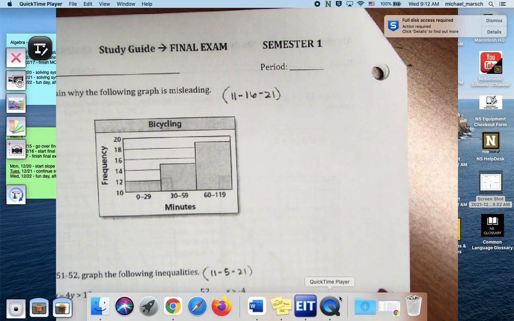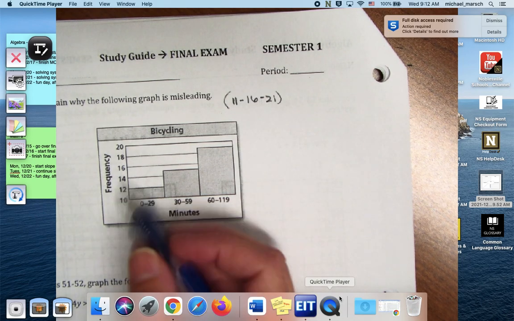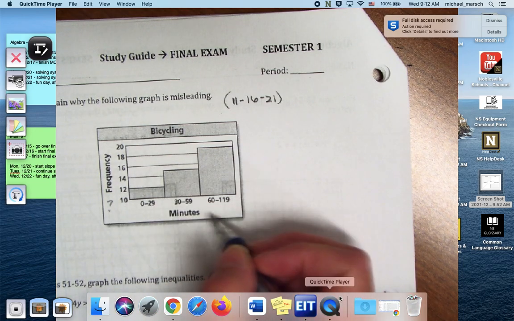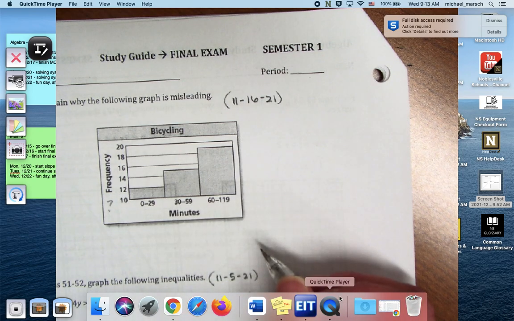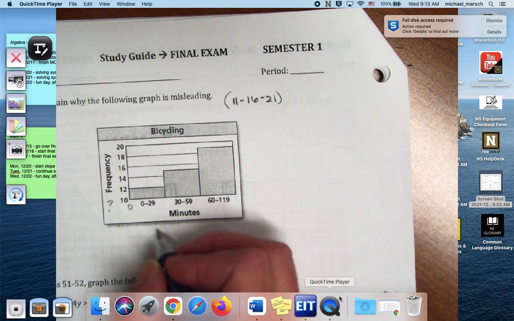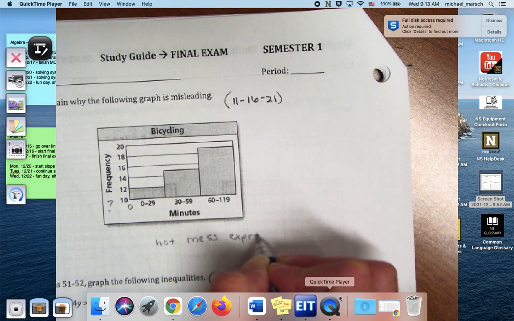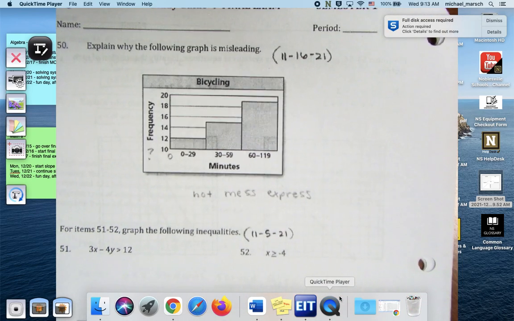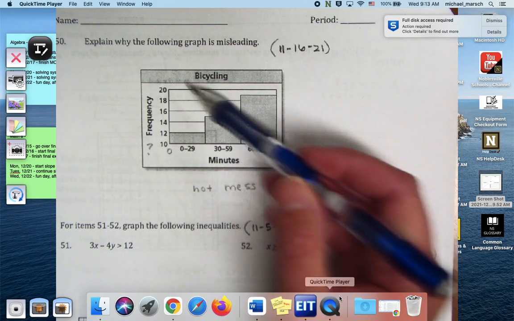Explain why the following graph is misleading. There's a whole lot wrong with this, but my main concern is that it doesn't really tell us what's happening here. Frequency of what? Minutes, okay, but these are not in equal increments. Like it's a hodgepodge, right? So there's no 0 axis or anything, so it's a hot mess express. I'm sure you all have excellent reasons why you think it's misleading, okay? So just trust your instincts. There's a lot of things that could be happening wrong here.